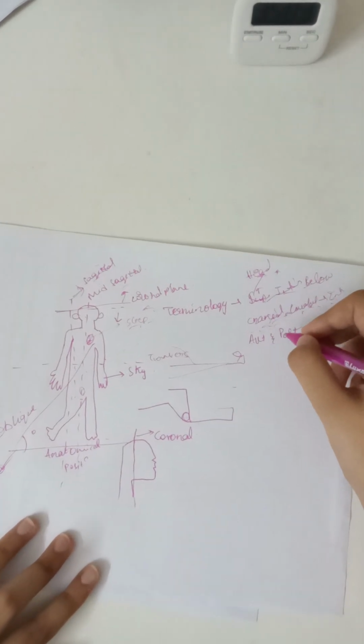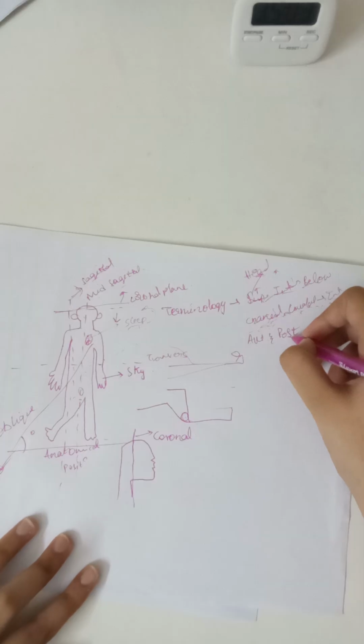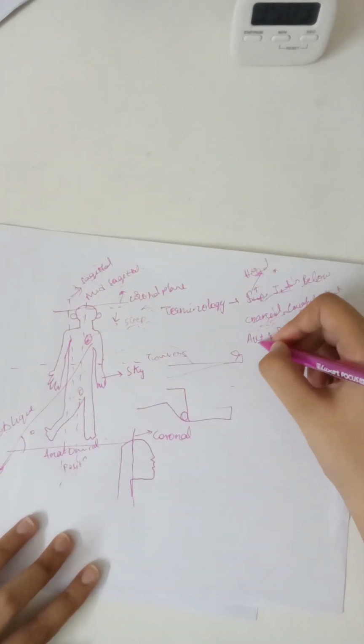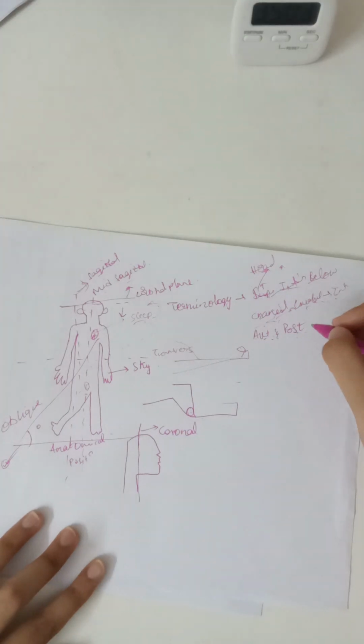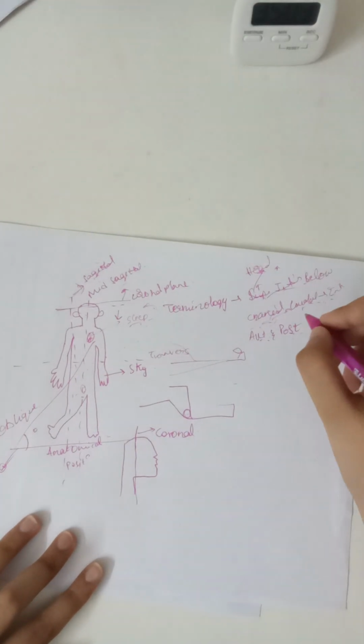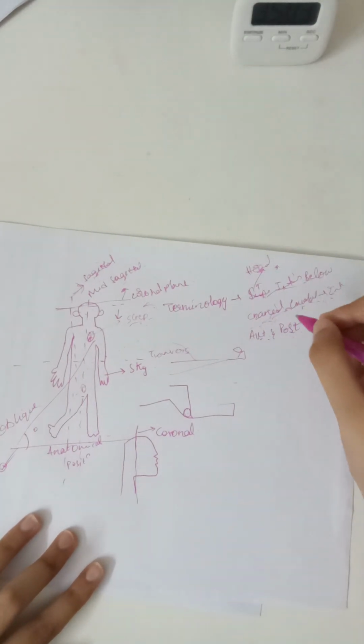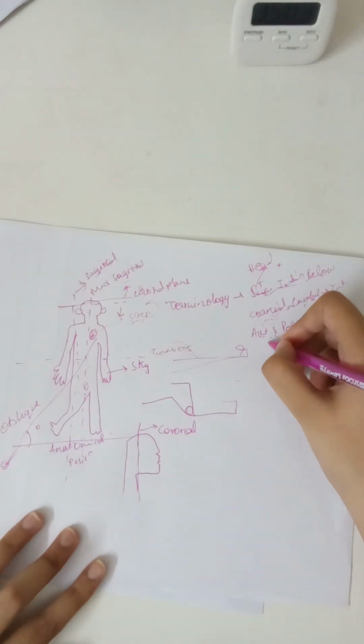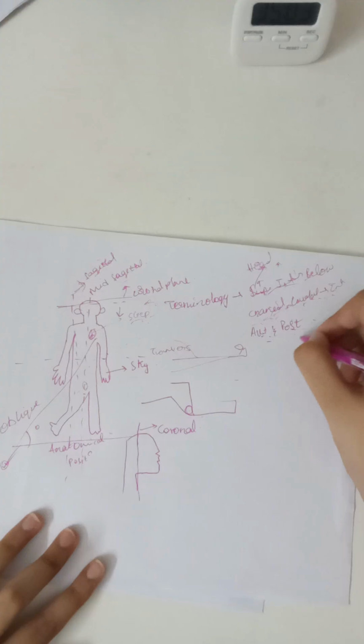And anterior and posterior. Anterior means something which is in front. Posterior means something which is in back. Dorsal and ventral. Ventral means something in front. Dorsal means something in back.